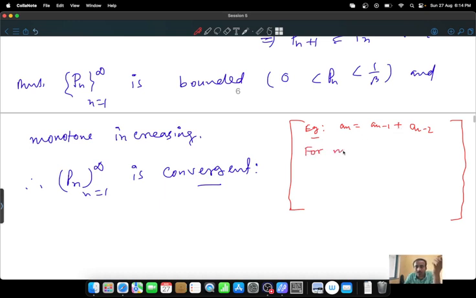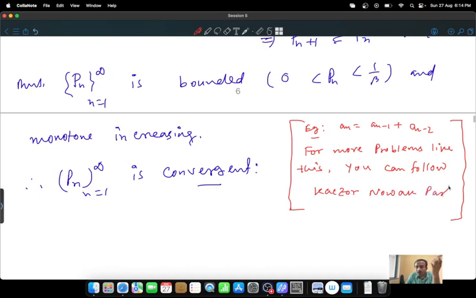For more problems like this, you can follow Kaczor-Nowak, Problems in Real Analysis, part 1. It has 3 parts. In my career, whatever I have learned in analysis, I have thoroughly followed these 3 parts.